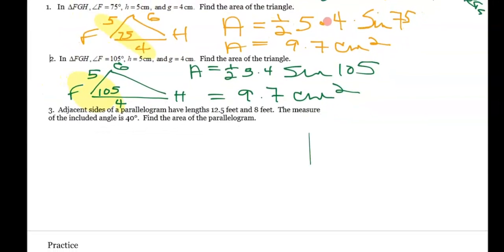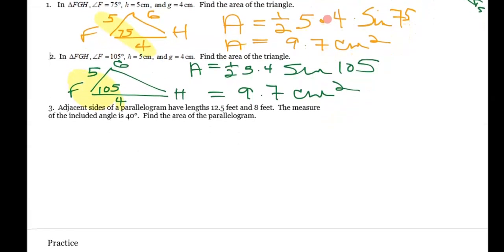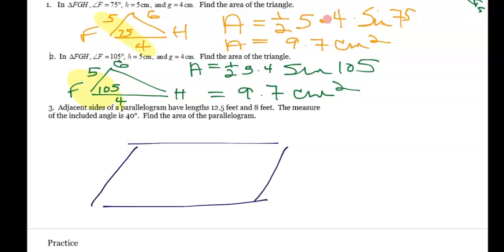And let's do one last thing, which is right here. Adjacent sides of a parallelogram. Okay, so let's draw a parallelogram. Parallel, parallel. So let's make that parallel. Okay, parallel and parallel. That's a parallelogram. Adjacent sides of a parallelogram have lengths of 12.5 and 8 feet, not drawn to scale. The measure of the included angle is 40 degrees. Find the area of the parallelogram.